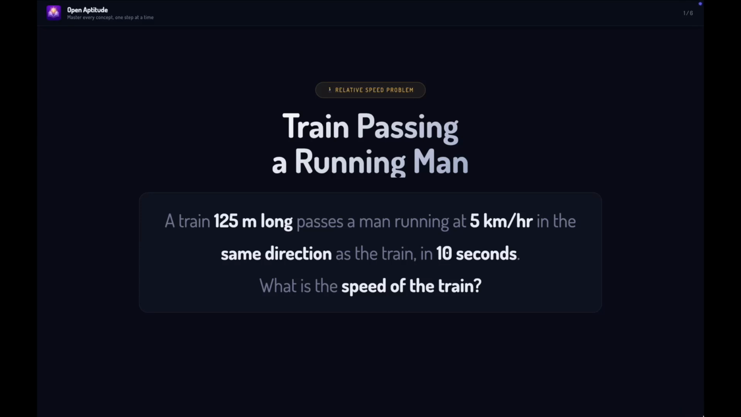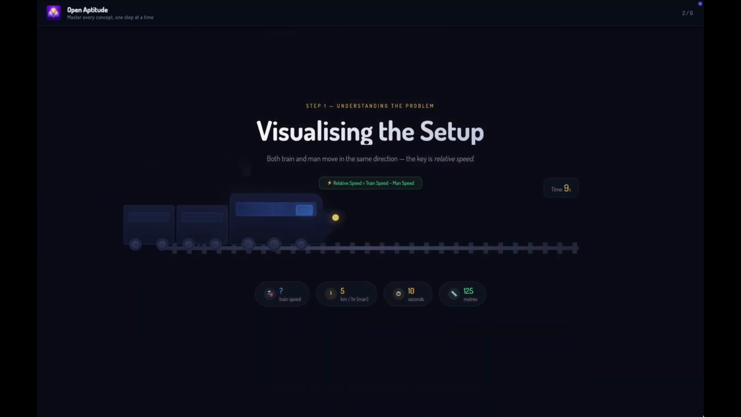In this video, we are going to solve a relative speed problem. Here's the scenario: a train that is 125 meters long goes past a man running at 5 kilometers per hour in the same direction as the train, and it takes 10 seconds to completely pass him. Our goal is to find the speed of the train. Let's break this down step by step.